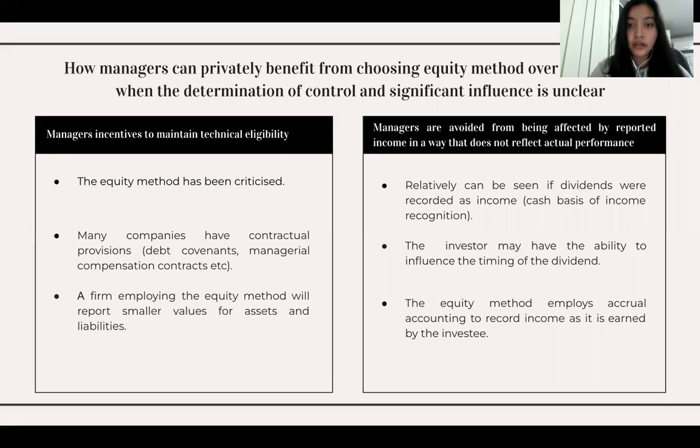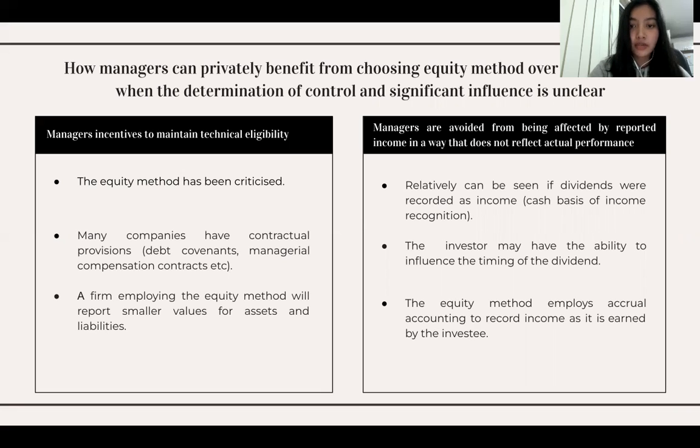Income is being accrued based on the investee's reported earnings, not on the investor's share of investee dividends. Frequently, equity income will exceed the investor's share of investee cash dividends with no assurance that the difference will ever be forthcoming. Many companies have contractual provisions, for example, debt covenants and manager compensation contracts, and these are based on ratios in the main body of the financial statements. Relative to consolidation, a firm employing the equity method will report smaller values for assets and liabilities, and this results in higher rates of return for its assets and sales, as well as lower debt to equity ratios.